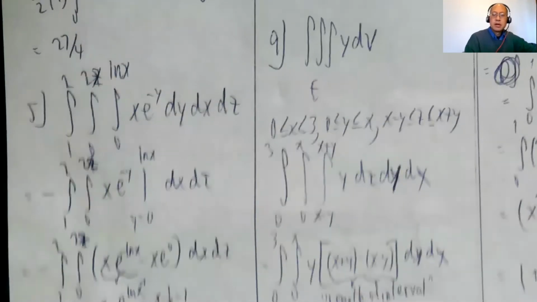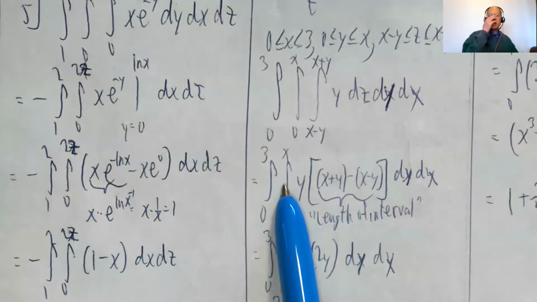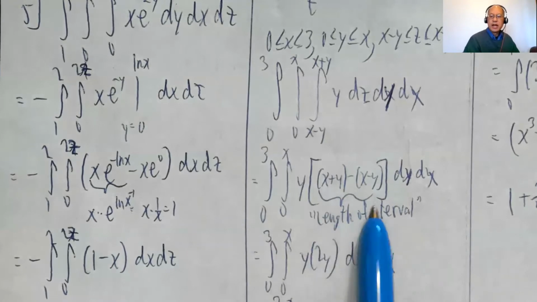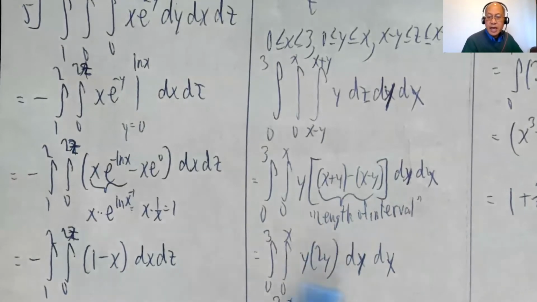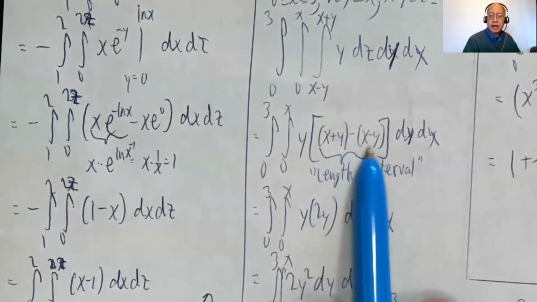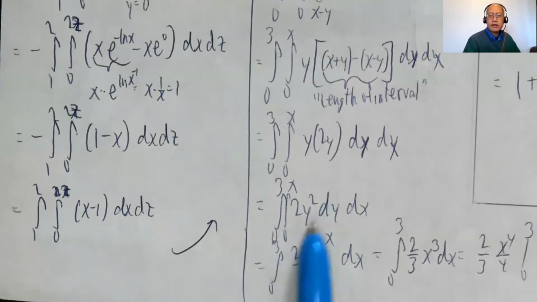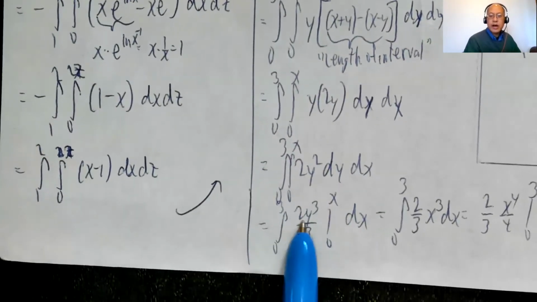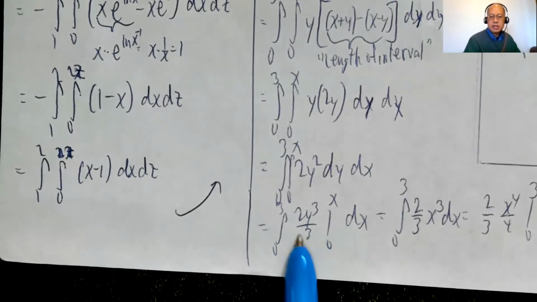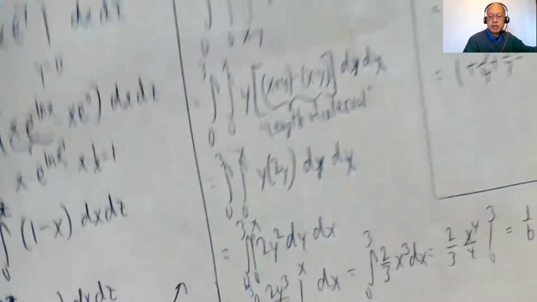Okay. So if I'm integrating y dz, that's a constant. So it's just y times the length of the interval, x plus y minus parentheses x minus y. That says length of the interval. And that comes out to be just 2y because x cancels out. Y minus a minus y is 2y. So you're integrating 2y squared dy dx. So it's 2y cubed over 3 from 0 to x. Plug in 0, you get 0. Plug in x, you have 2/3 x cubed. And that should be pretty straightforward.